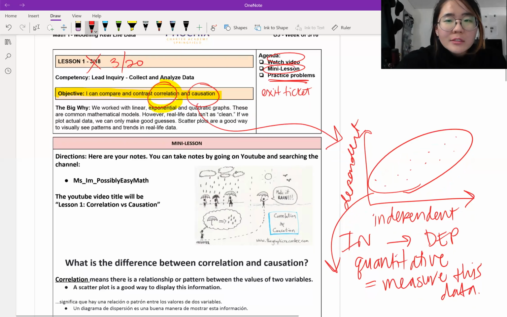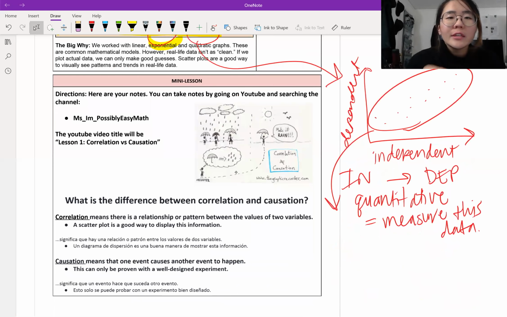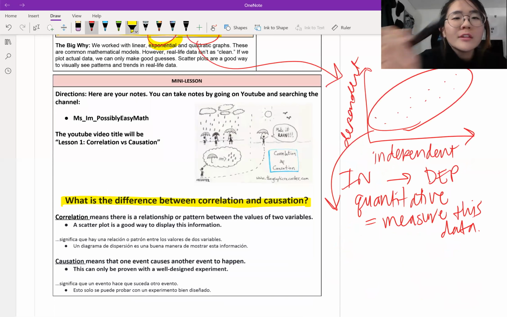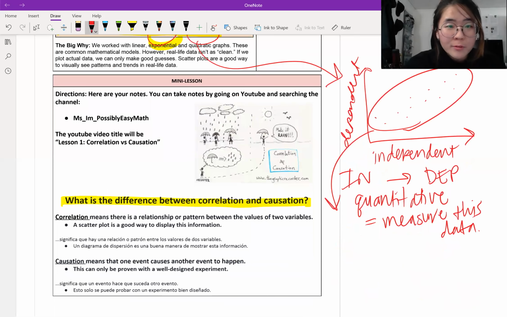So let's look down a little bit. So keeping this in mind, we're really going to ask ourselves this question: what is the difference between correlation and causation? Now, everything that I write in red, you don't have to write down, but everything that I write in blue, make sure that you copy this, okay?